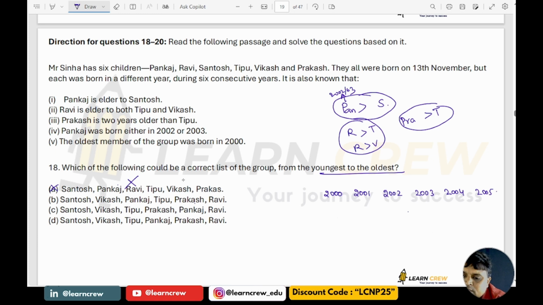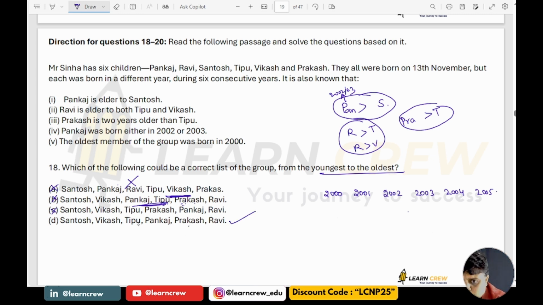What about the other options? See here, what else we have? Prakash is 2 years older than Tipu, but here they are successive. There is only a 1 year gap, but in the information we have Prakash is 2 years older. That's the reason option B and option C can also be eliminated. The only option left is option D.